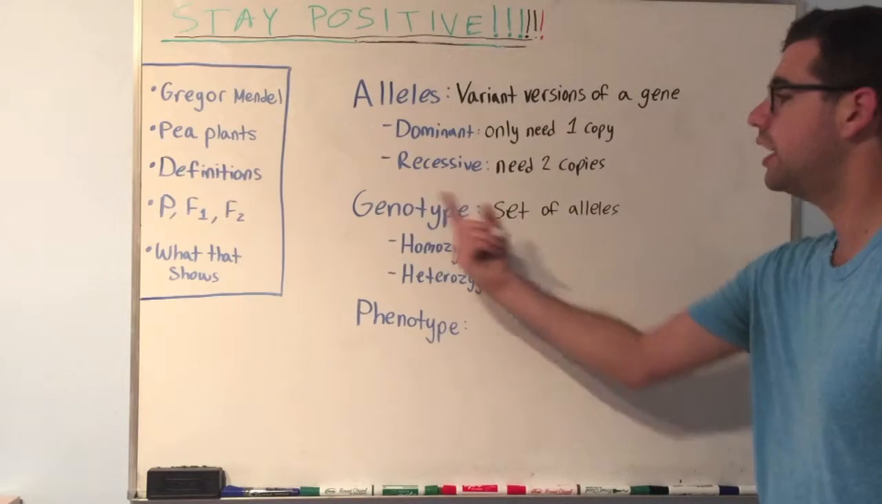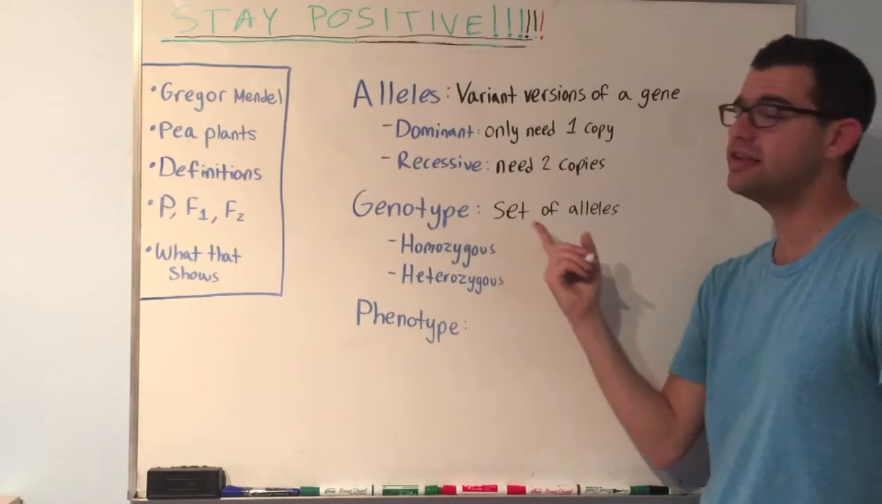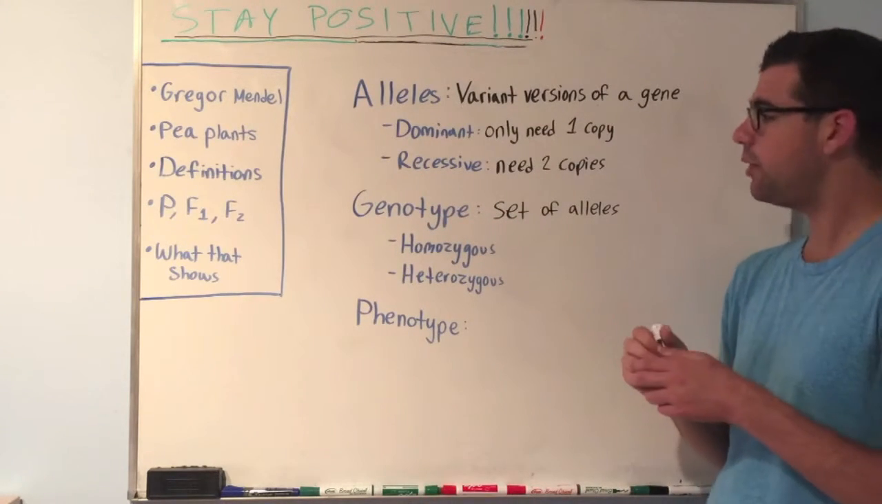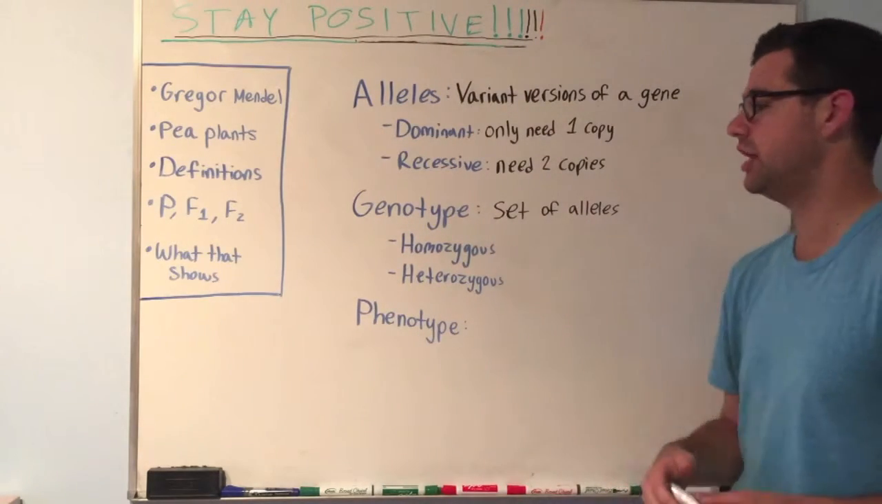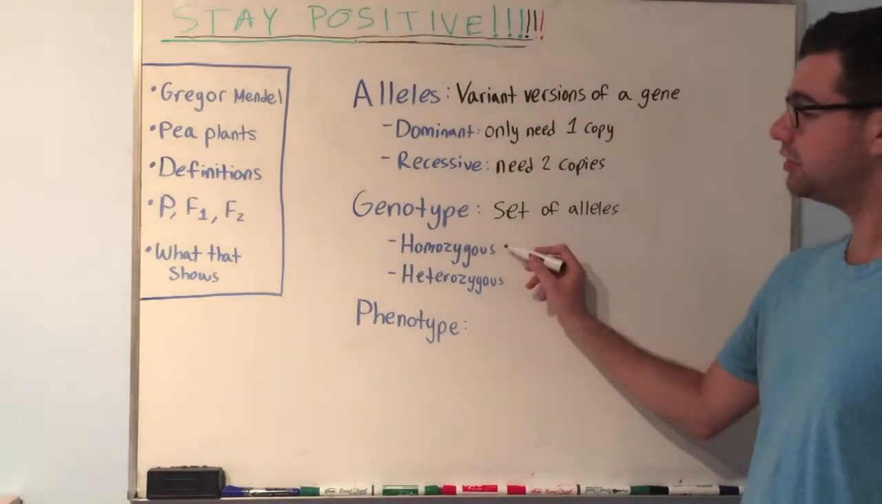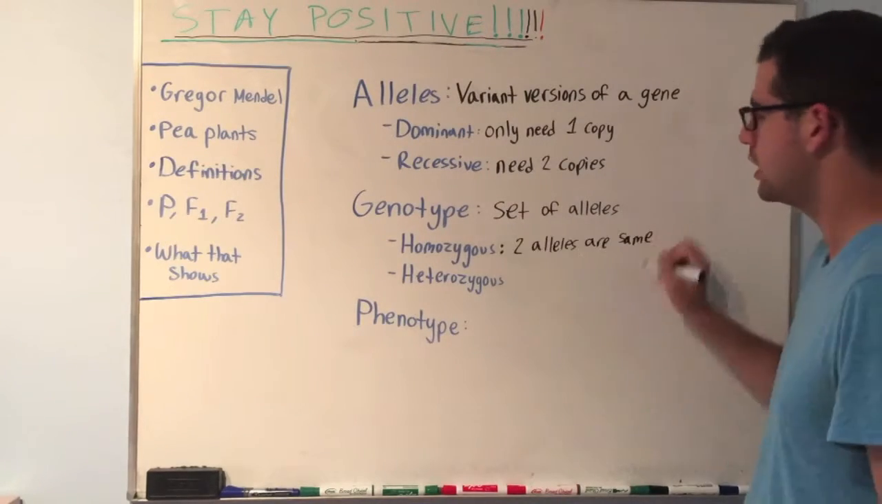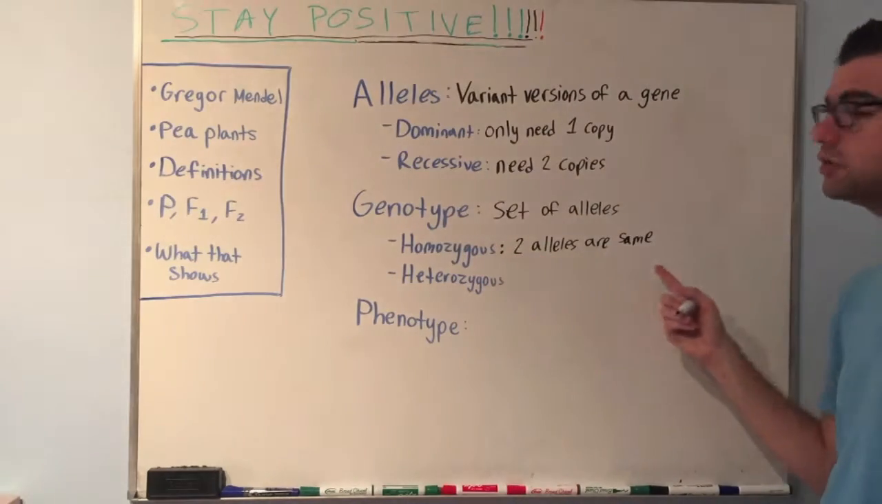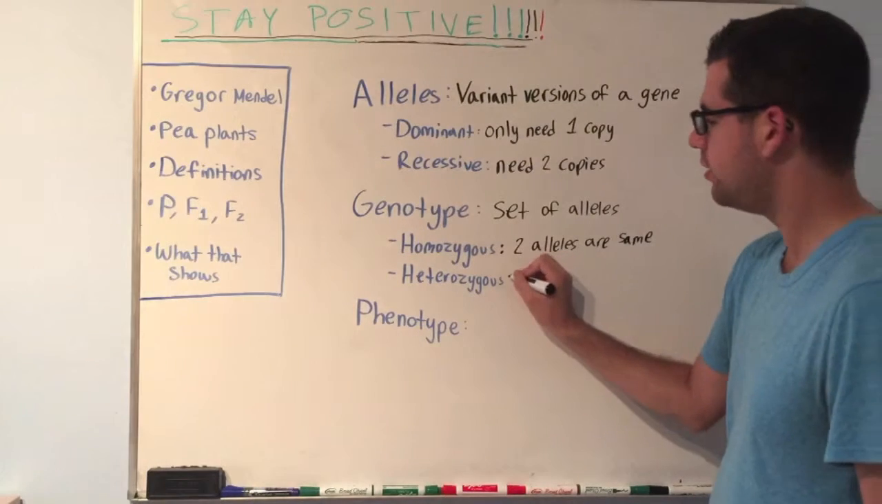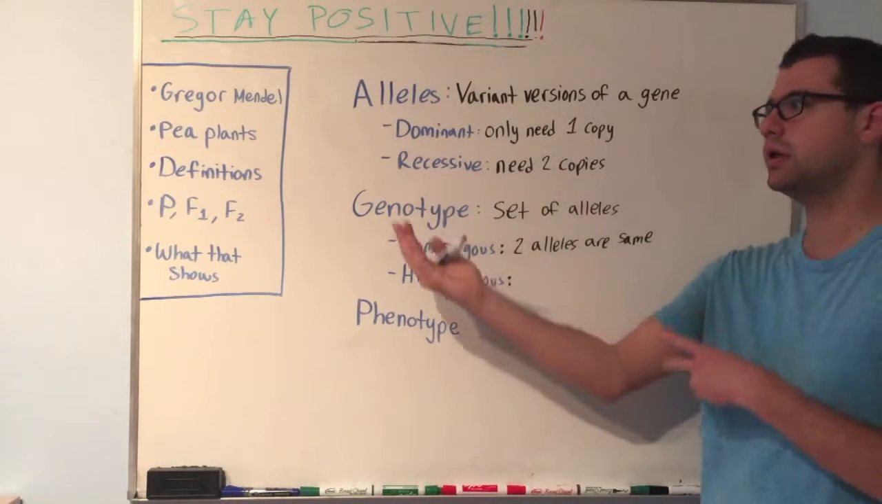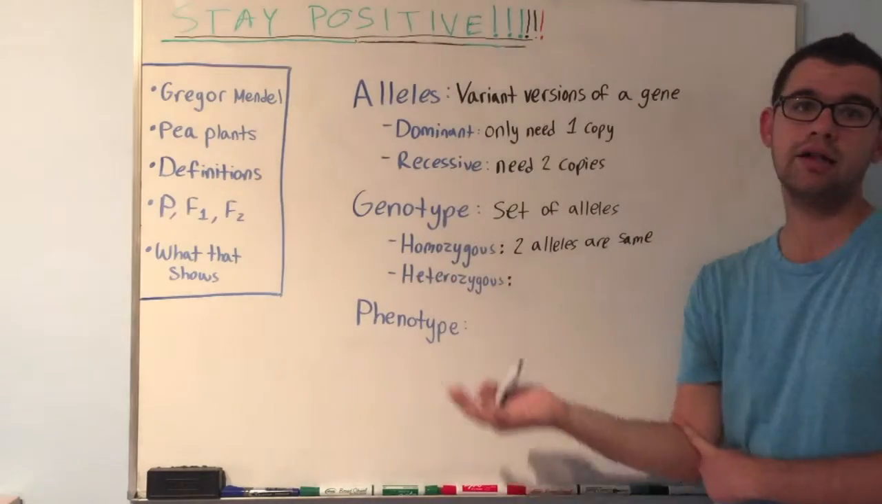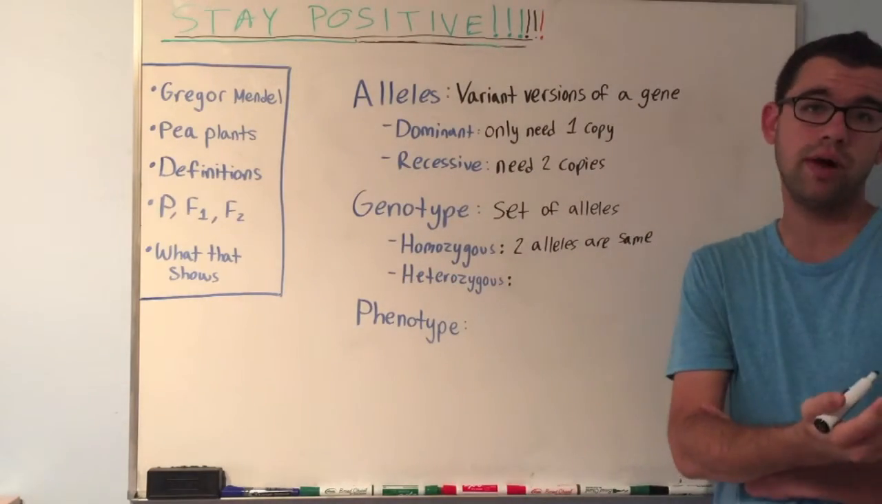Okay, so a genotype can be understood as a set of alleles, right? Because you get one from mom and one from dad, the combination of those two alleles is your genotype. Okay, genotypes can be homozygous or heterozygous. In a homozygous genotype, both alleles will be the same, whereas in a heterozygous genotype, the alleles will be different. You'll have maybe an allele for green eyes from your mom, but an allele for blue eyes from your dad.